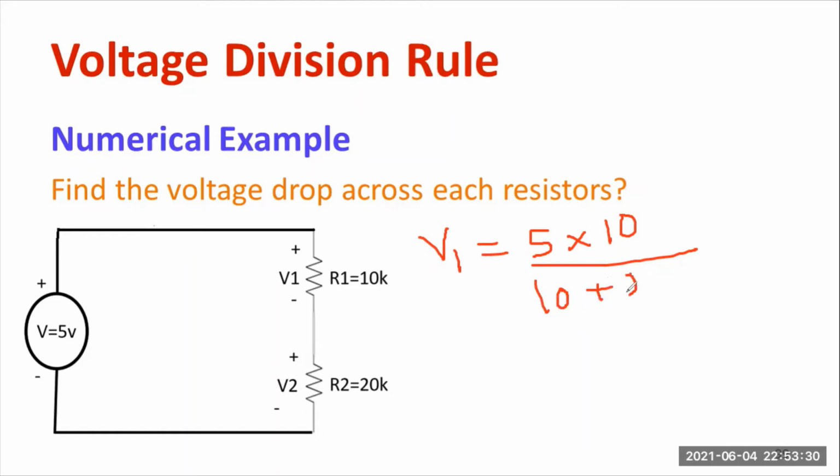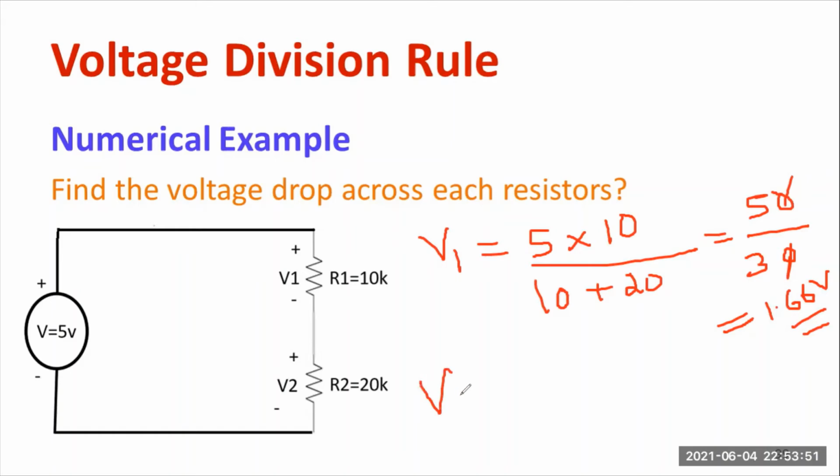Please solve this. 5 into 10 means 50. 50 divided by 30, that is 5 by 3. How much is it? Please calculate. 5 by 3 is equal to 1.66. I get 1.66 volt.